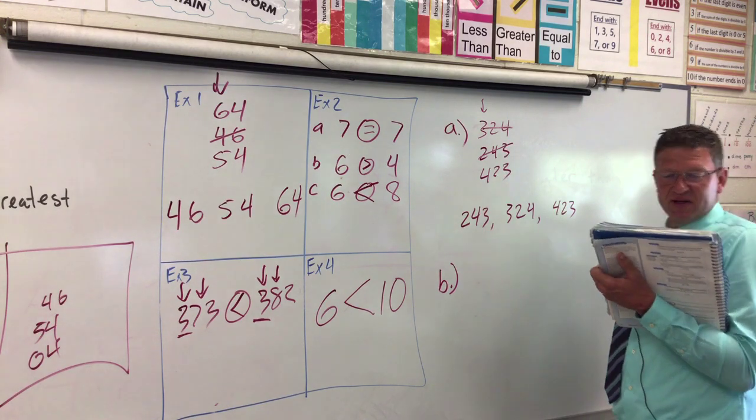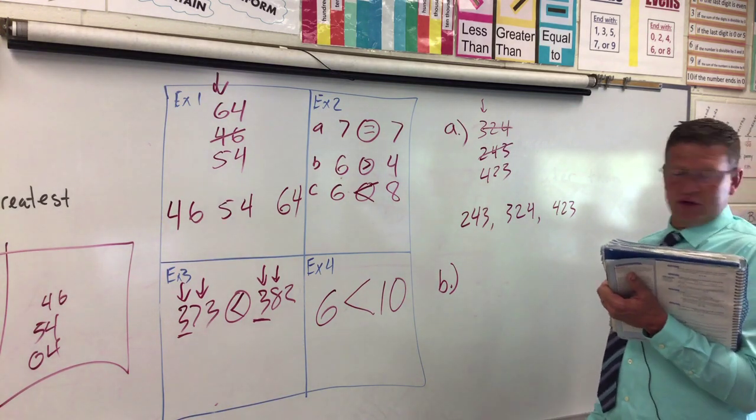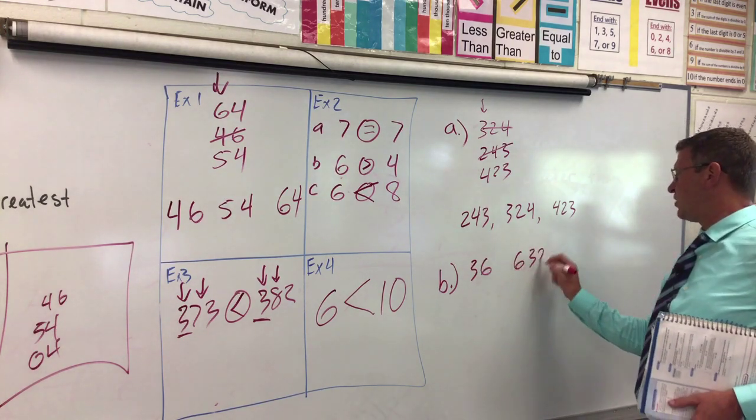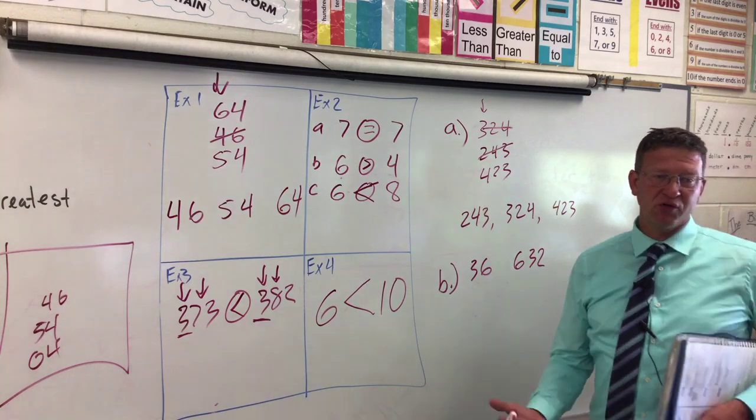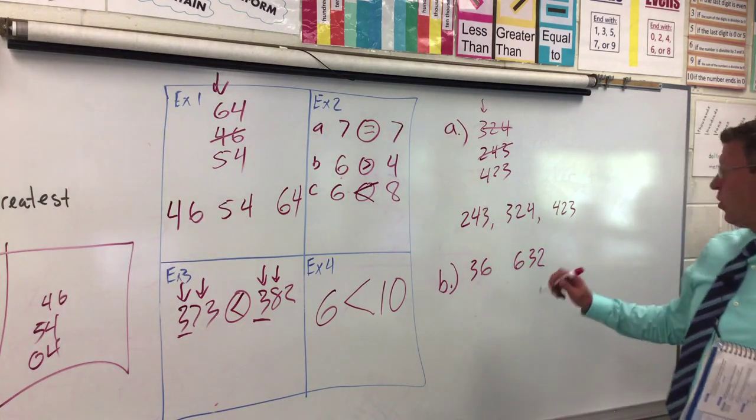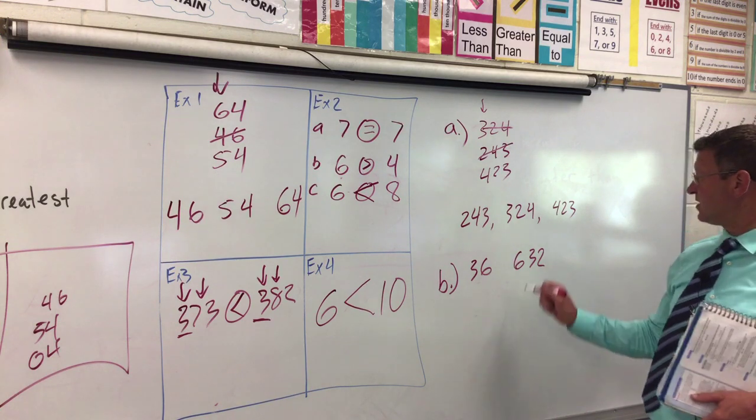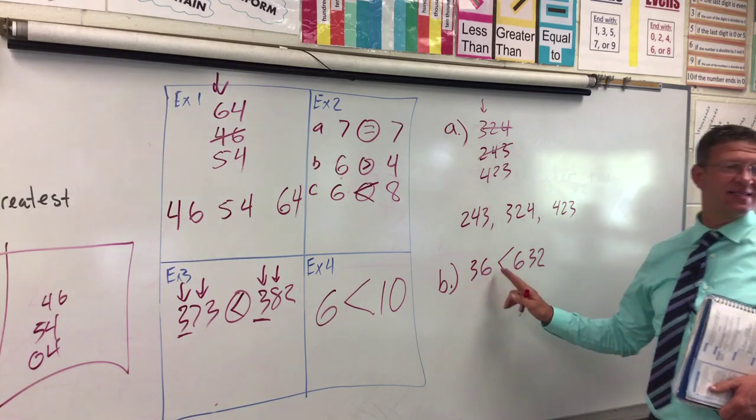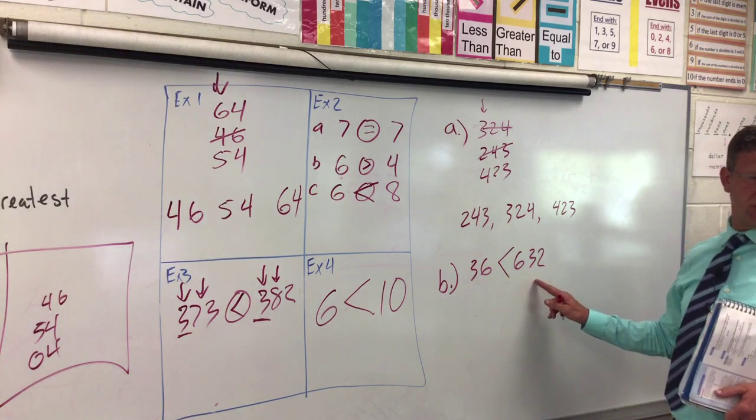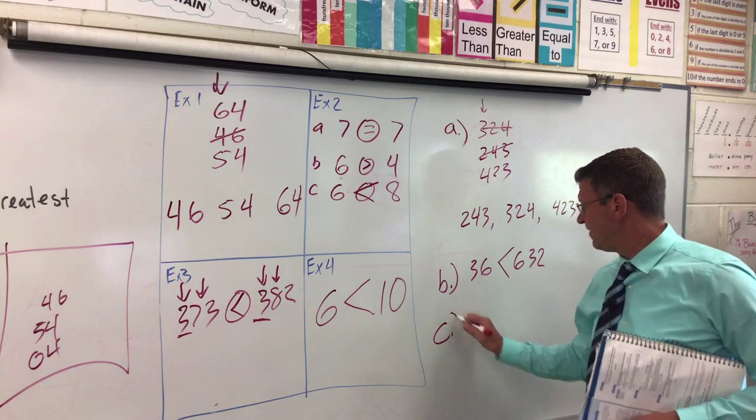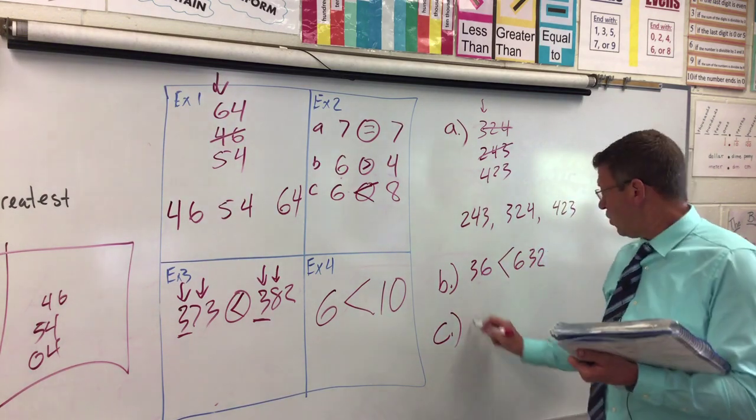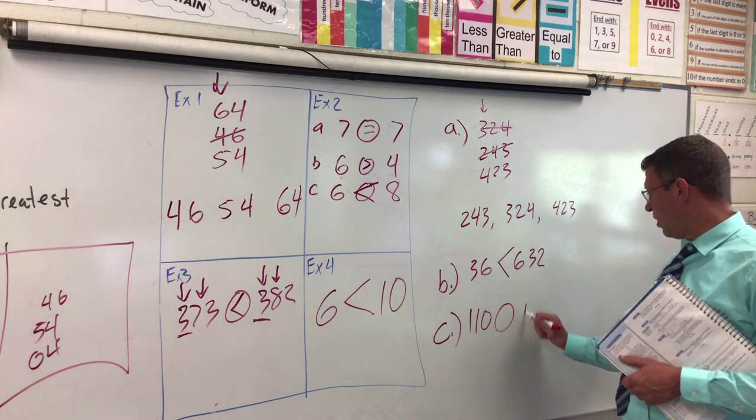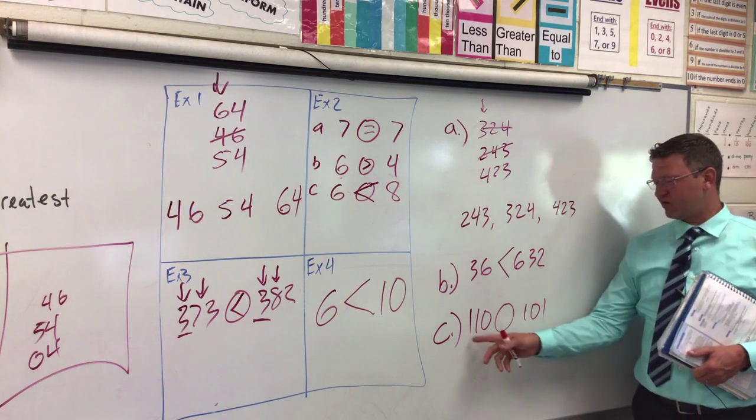It says complete the comparison symbols inside of the circle to compare these numbers. 36 compared to 632. You want that big job, what would you like? Paycheck for 36 bucks or 632? Obviously, 632. The comparison symbol you wrote reads like this. 36 is less than 632. C. 110 compared to 101.